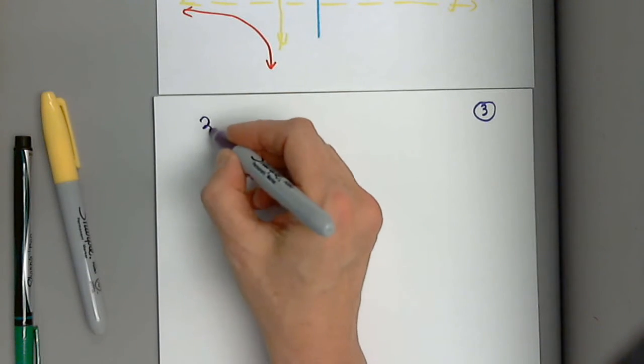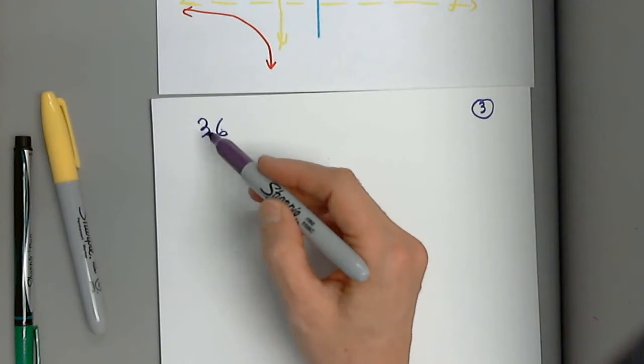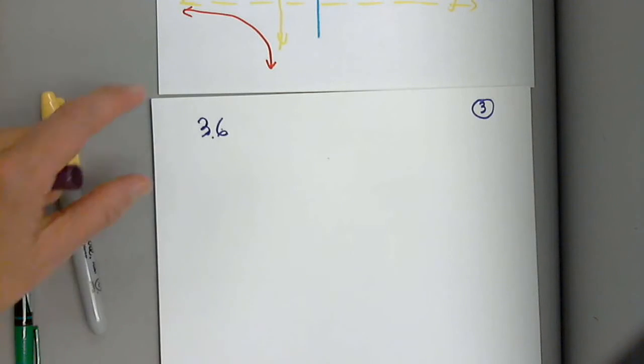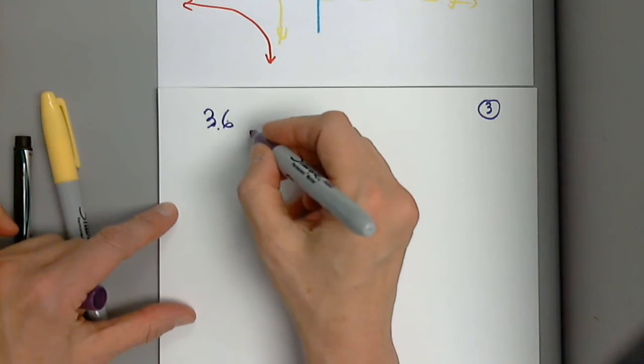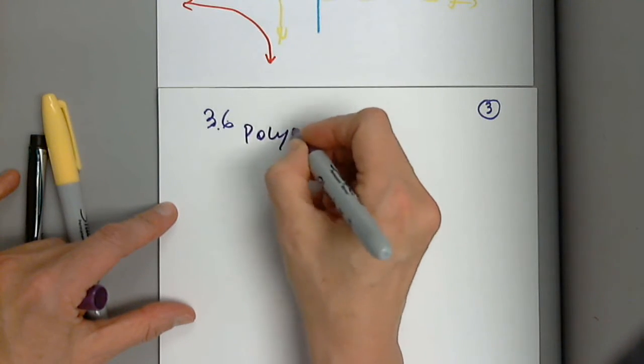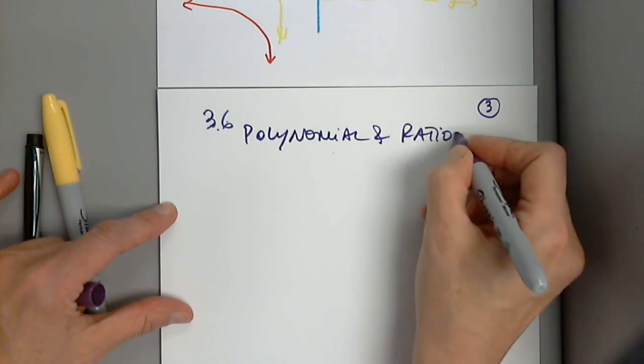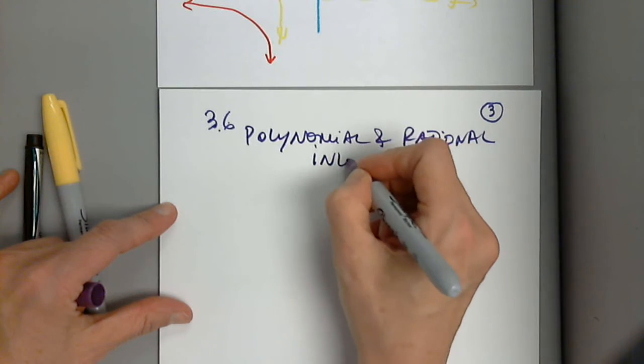Okay, so let's look at 3.6. This is the last piece before test 2. So test 2 a week from today. Please do not miss the test. Please, please. Okay. So it's polynomial and rational inequalities.